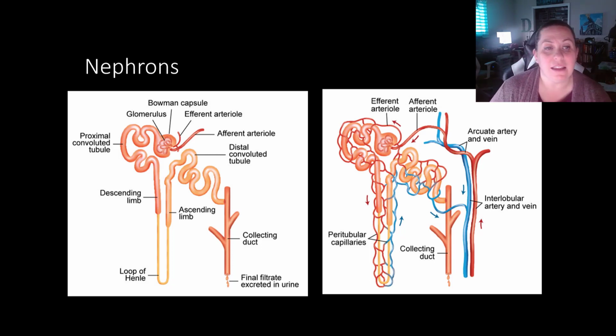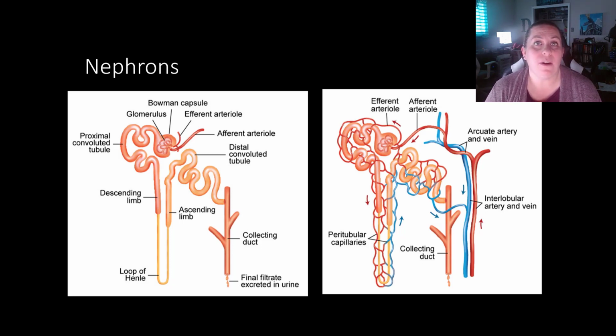Now the descending limb, you'll notice and you'll see, has got a lot thinner structure to it because it's going to allow water to pass. But when you get to the ascending limb, it's thicker and water cannot pass through there. All right, and so this back and forth is going to be different on the descending limb versus the ascending. The last chance to clean out anything of the blood or to put anything back from the filtrate is going to take place in the distal convoluted tubule.